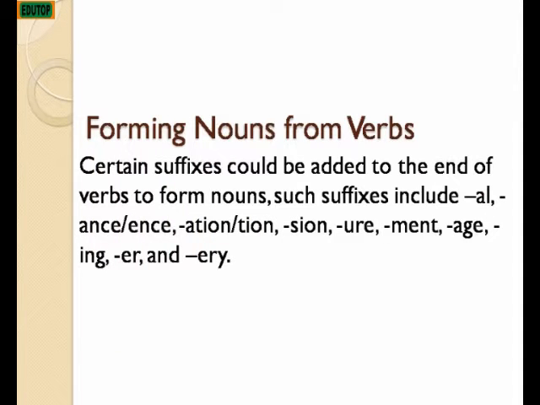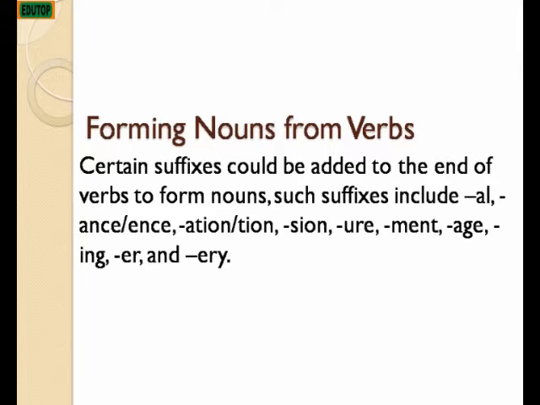Now let's consider how to form nouns from verbs. We have said in the previous lesson that nouns are naming words. They are any words that give names to people, objects, places, substances, and all. And verbs are doing words. Any words that talk about actions are verbs. Now let's see how we can form nouns out of verbs. Certain suffixes could be added to the end of verbs to form nouns.